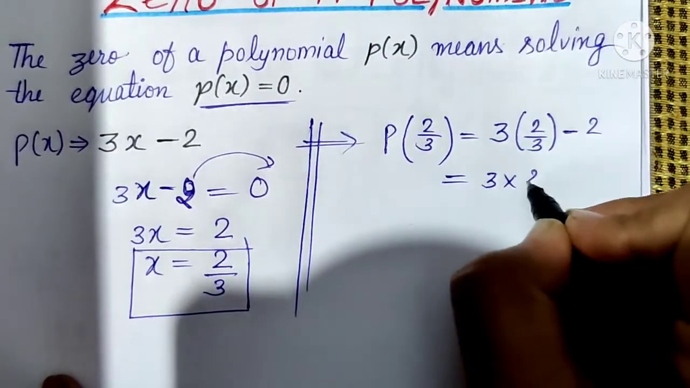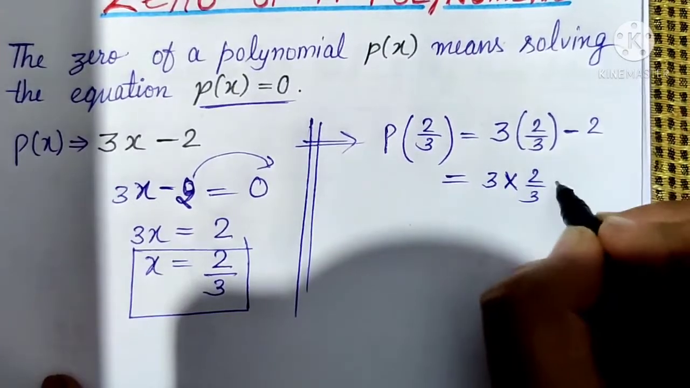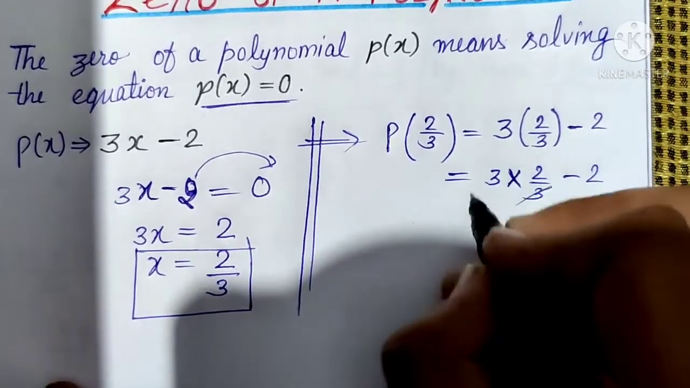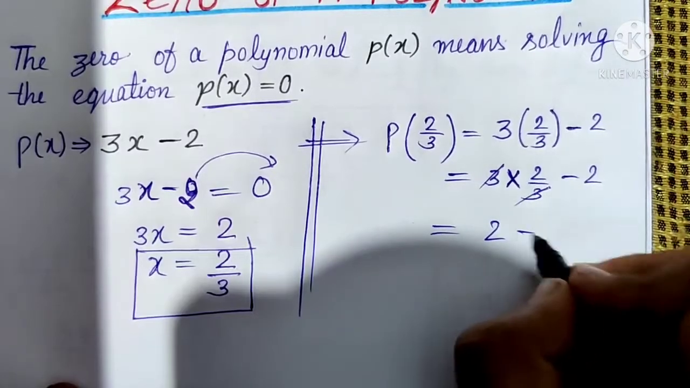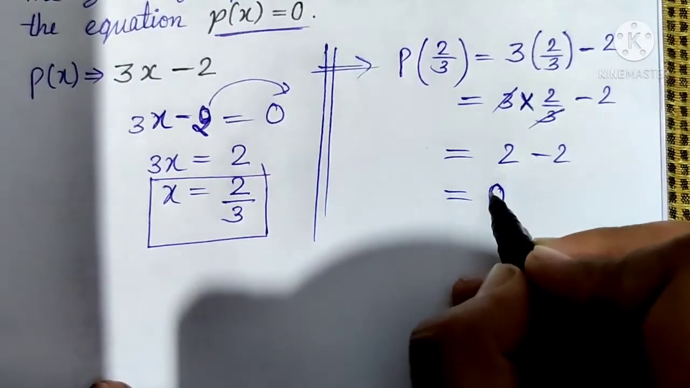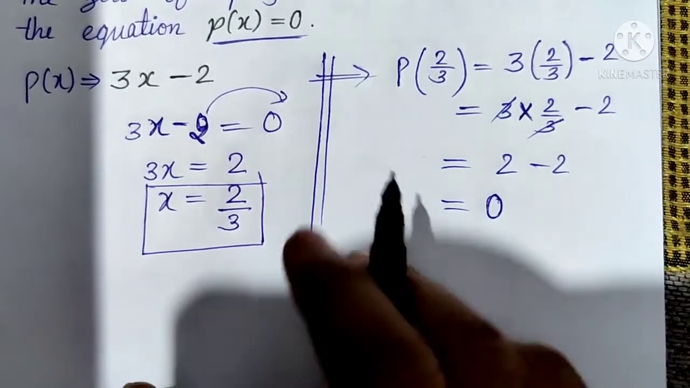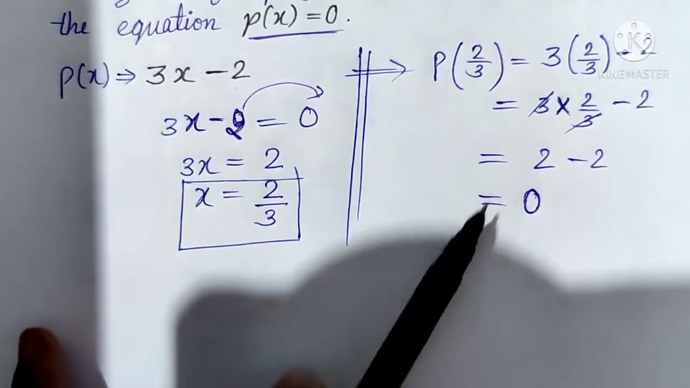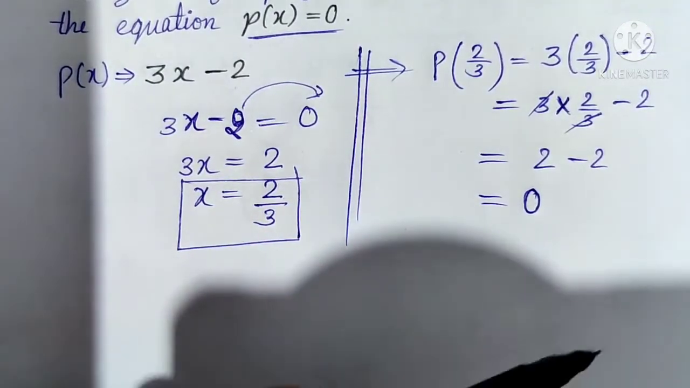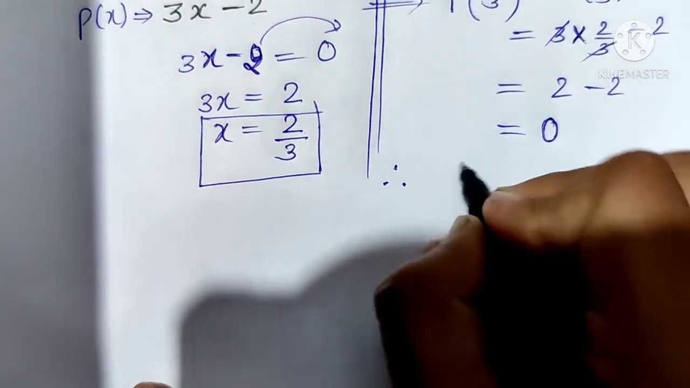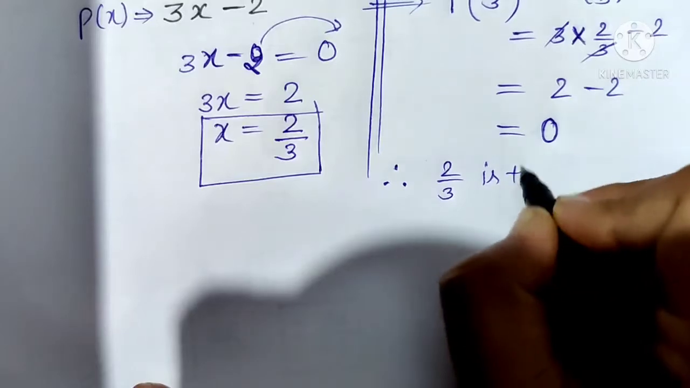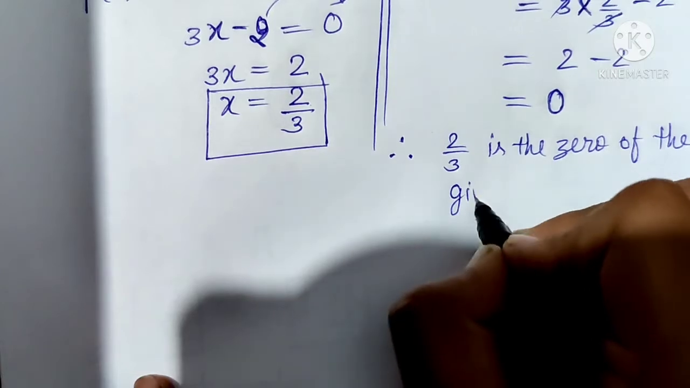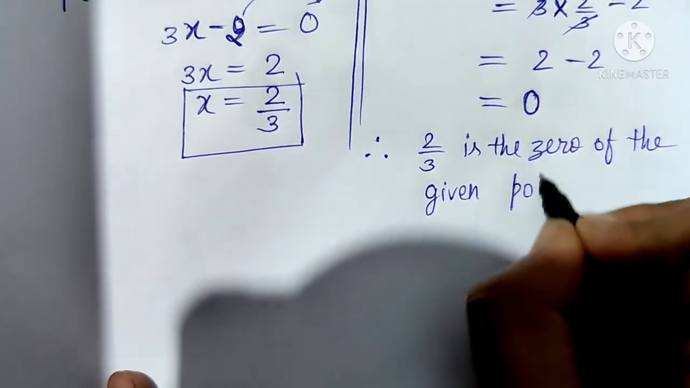It means 3, if I open the bracket, so it becomes 3 multiplied by 2 upon 3 minus 2. It is a multiplication sign; when this bracket opens, the multiplication sign will come. So 3 will cancel this 3. What is left? 2 minus 2. So 2 minus 2, what will come? 0. So you can see here, when we have put 2 upon 3 in place of the variable x, the polynomial becomes 0. Therefore we can say that 2 upon 3 is the zero of the given polynomial.